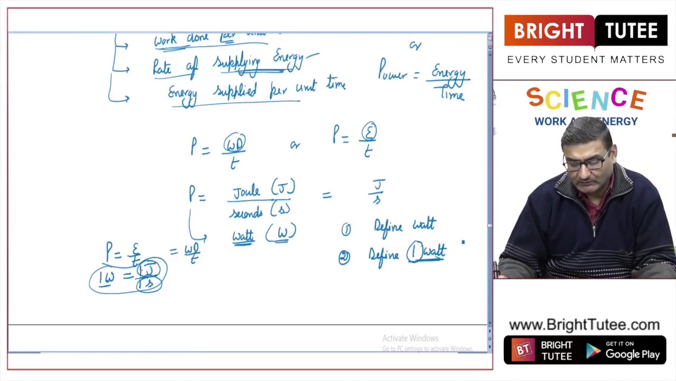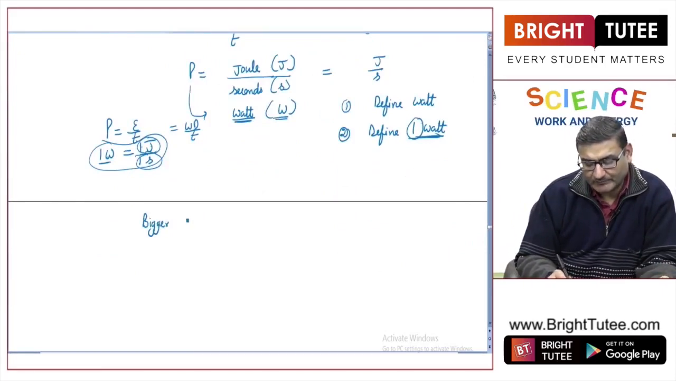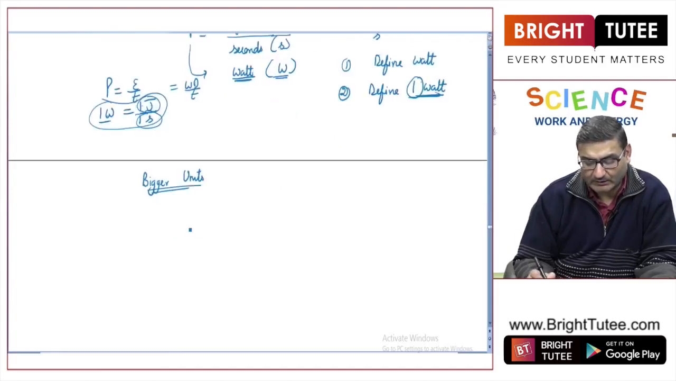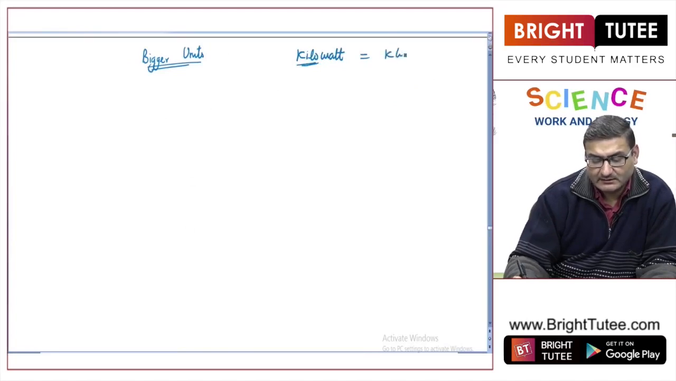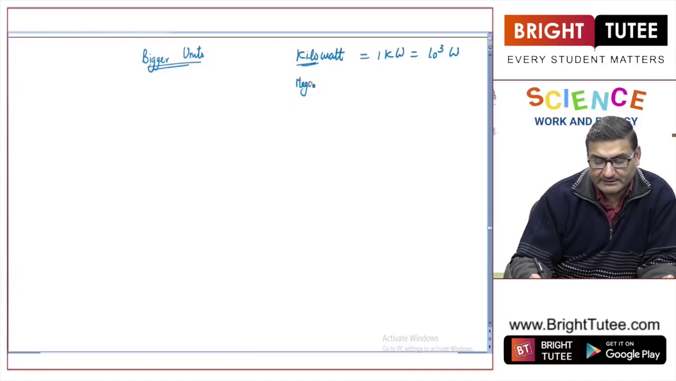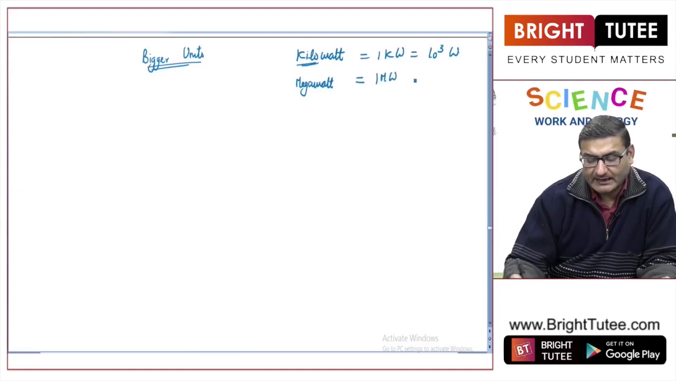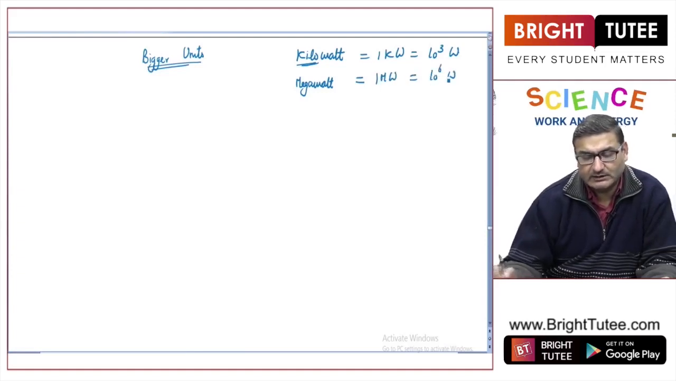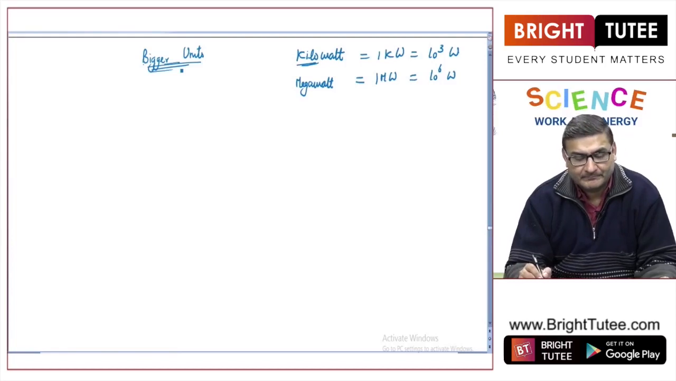Clear to all? Now as we have seen in other units, similarly here also we have a few bigger units of power. Now what are those bigger units? The first bigger unit is kilowatt. Whenever we add kilo, that simply means 1000 or 10 to the power 3 watt. In 1 kilowatt there are 10 to the power 3 watt. Another bigger unit is megawatt, represented by MW, and in 1 megawatt there are 10 to the power 6 watt. Fine. So this is about power. Got it?